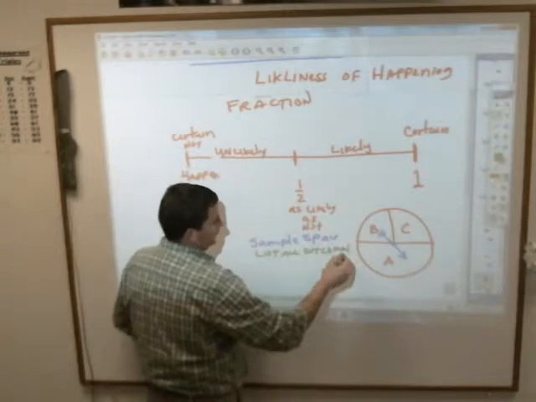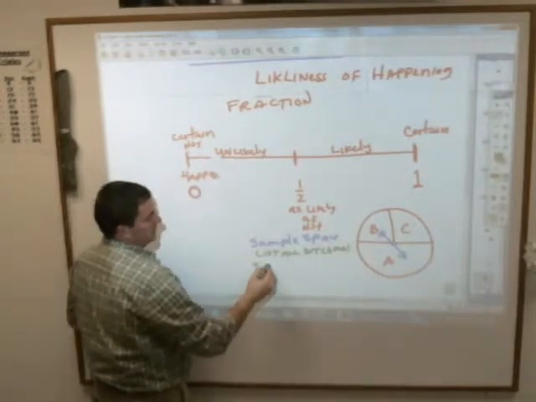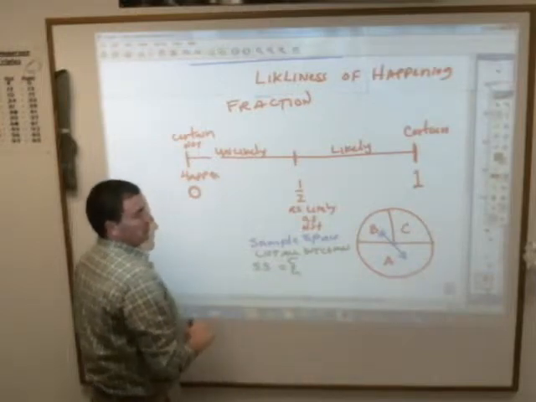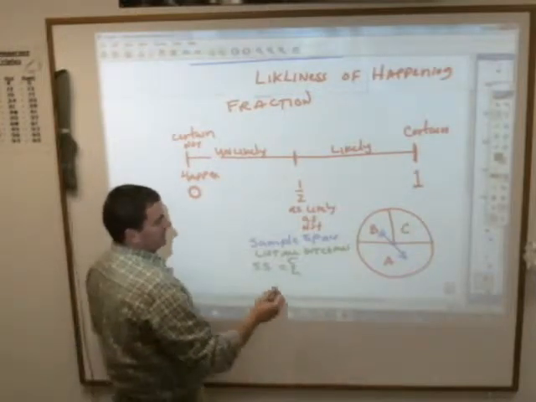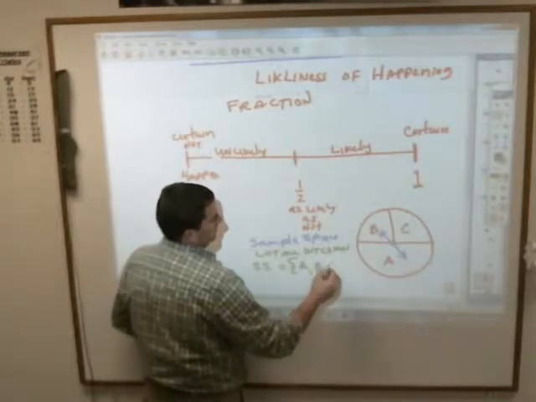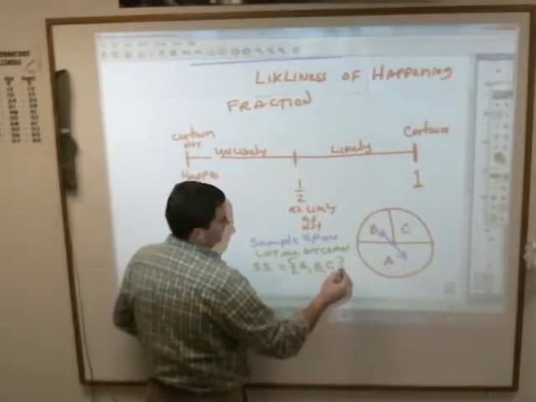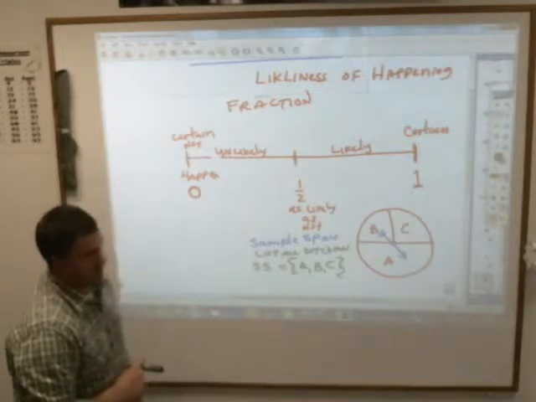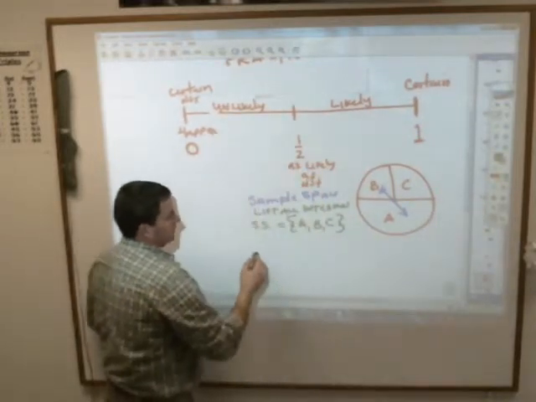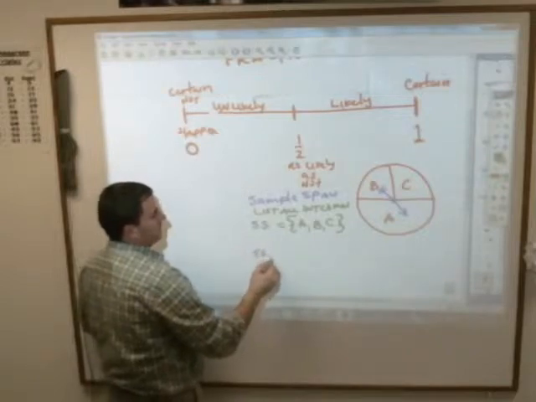In other words, if you're talking about this spinner, the sample space would equal, what are the different things that could happen when you spin that thing? You could either get an A, you could get a B, or you could get a C. That's your sample space. Now, that would change if I asked you this question. What's the sample space if you spun twice?